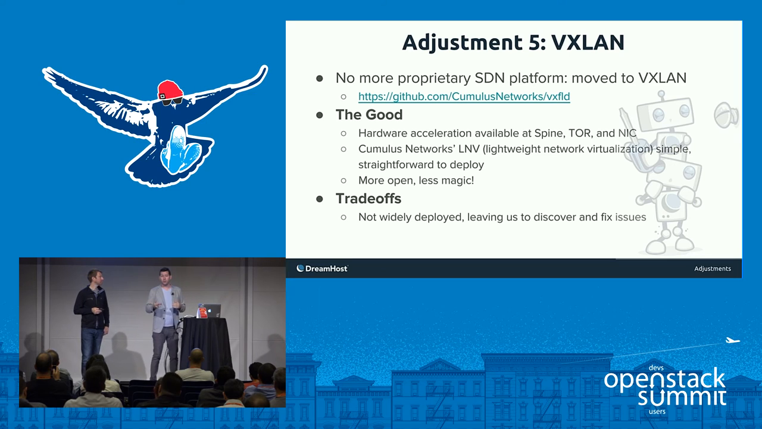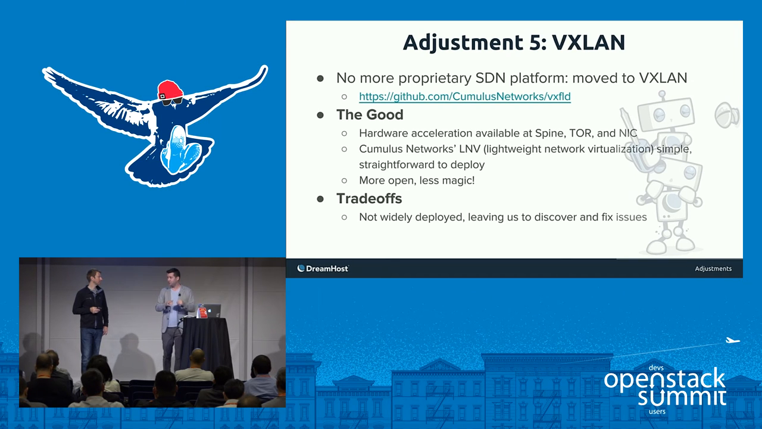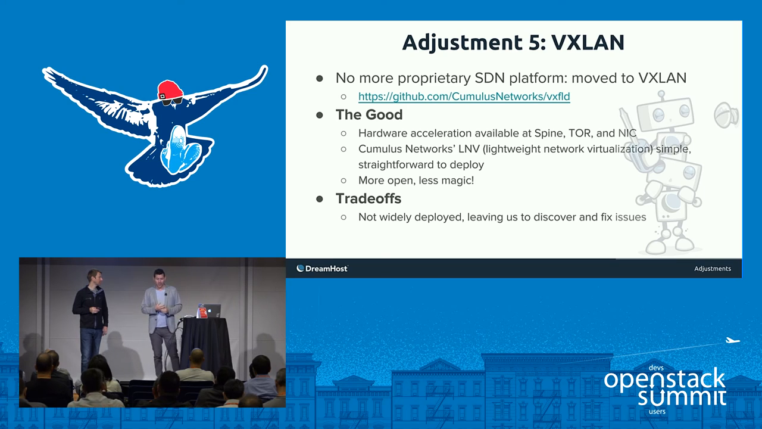And we're taking advantage of that, and we worked with our partners at Cumulus. They have some technology they've worked on called LNV, Lightweight Network Virtualization. It's very simple. We're using this BUM flooding suite called VXFLD. You can find it on GitHub. And effectively, what it allows us to do is, just using Neutron and a couple of agents that run in our cloud, we get automatically provisioned VXLAN tunnels for everything. So all of our L2 is virtualized, and it's all hardware accelerated, very fast, very lightweight, no OVS anywhere, which makes me very, very happy. It's very open, no magic.